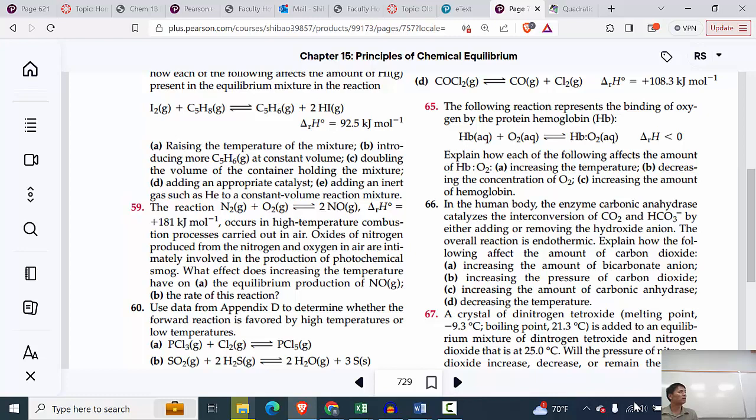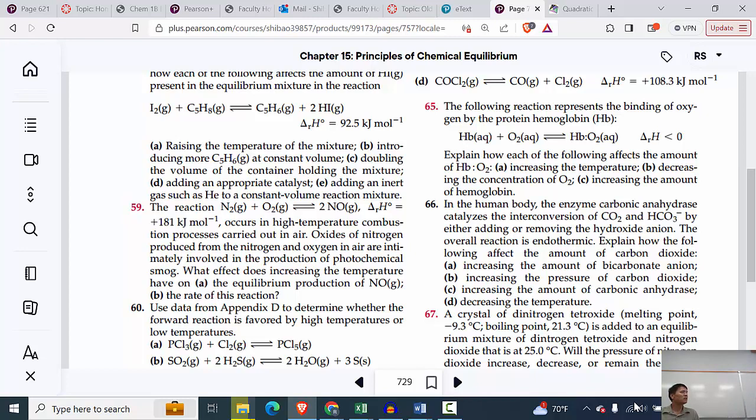C, increasing the amount of hemoglobin. So hemoglobin is not pure, it's aqueous, so we're increasing the concentration of hemoglobin. If we increase the concentration of hemoglobin, it will shift it to the right. This one's a bit tricky because it could be the same concentration. So you have 1 liter of 1 molar versus 2 liters of 1 molar. They're both going to have the same activity.